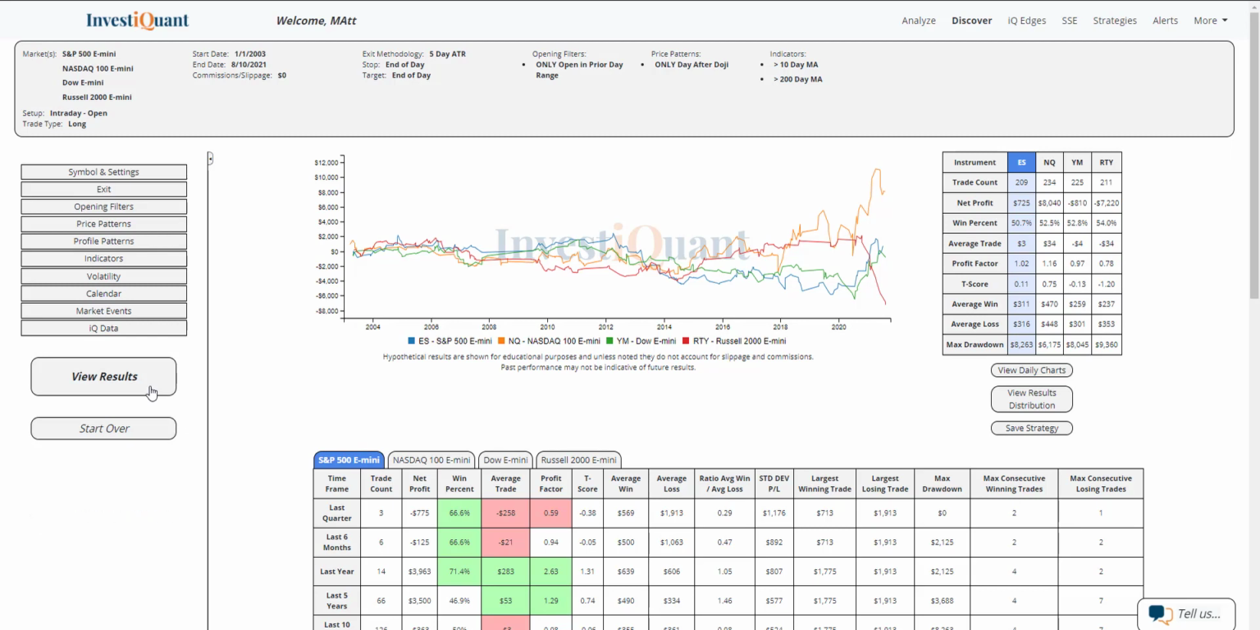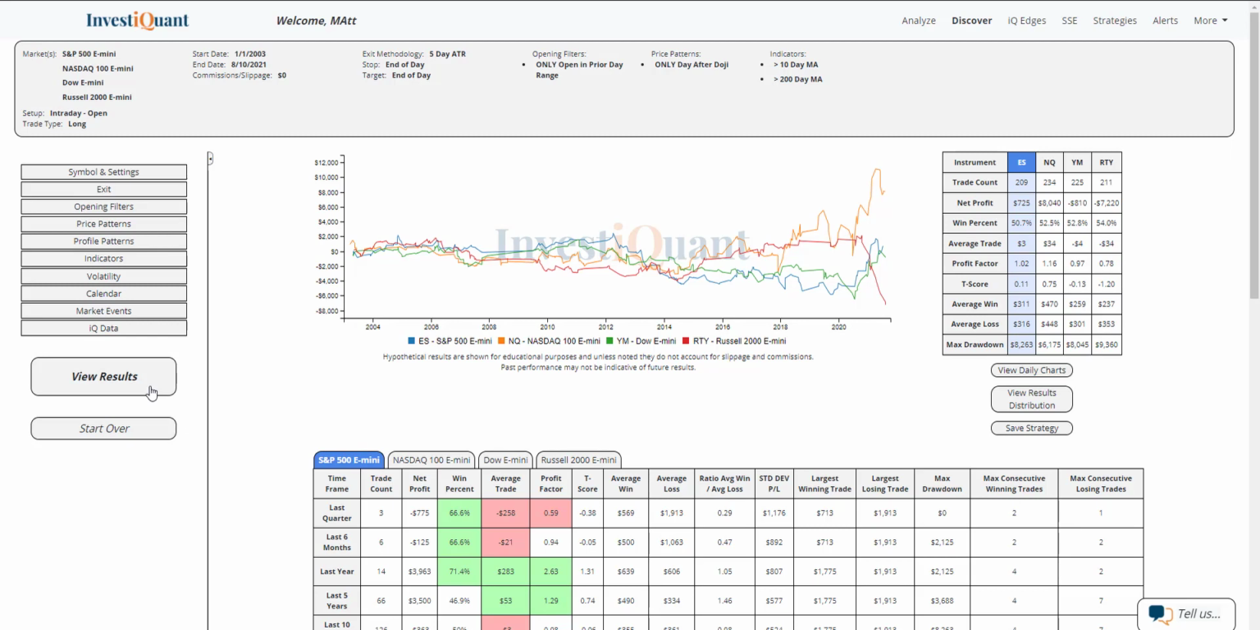And if we look at average win and average loss, almost identical in size there for the S&P. The NASDAQ's got a pretty similar sized average win and average loss. For the Dow and for the Russell, the average loss is a little bit larger than the average win. But this pattern has been very mixed historically, and there's no real edge that is standing out in this data.